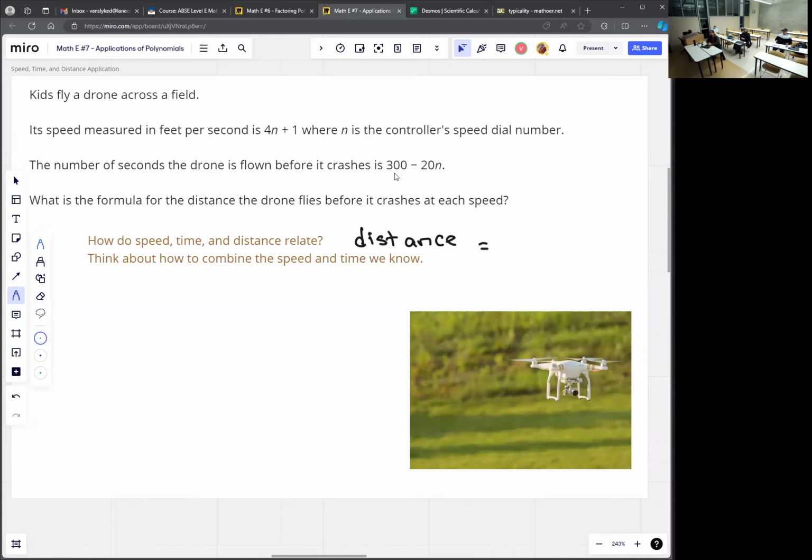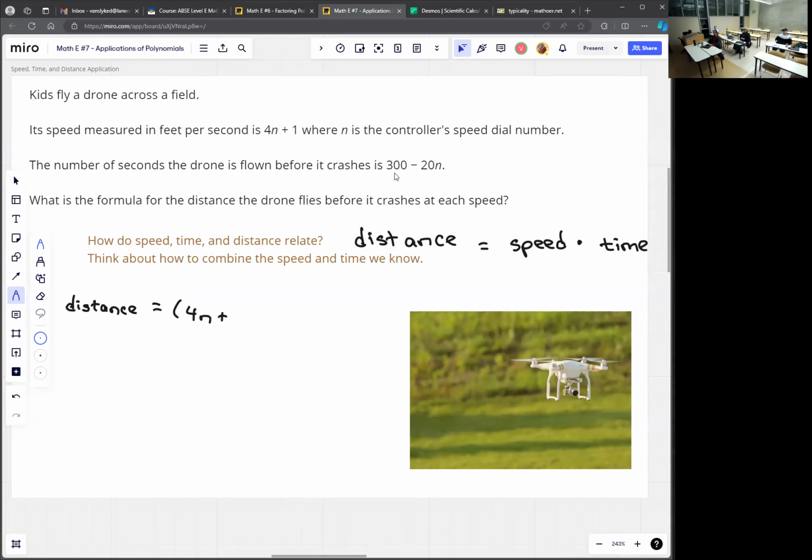This is speed times time. And that should make sense. If I drive at 60 miles an hour for 1 hour, that's 60 miles. For 2 hours, it's 120 and so on. Okay, so that's the distance it goes before it crashes. So let's multiply these together.